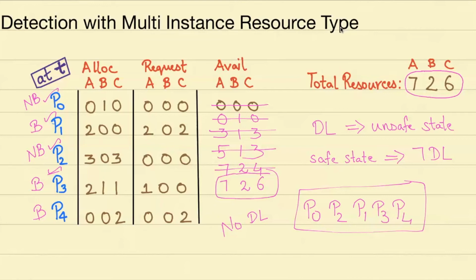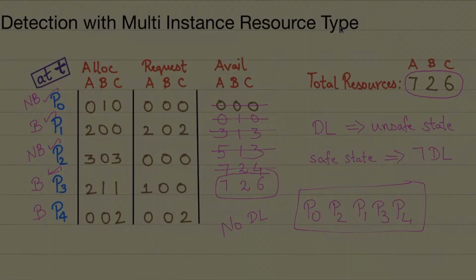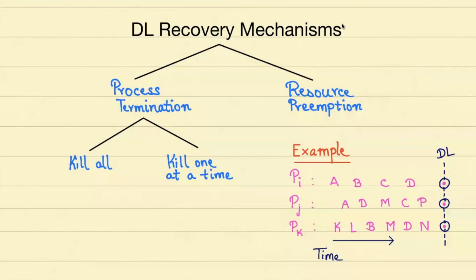So this is how we detect a deadlock for a single instance resource type and a multiple instance resource type. For single instance resource type, we will draw a wait-for graph. For multiple instance resource type, we will use the safety algorithm to check whether there is a deadlock or not. We will move on to the recovery mechanisms. If we have detected a deadlock, whether in a single instance or multiple instance resource type, we will see how to recover from that deadlock situation.